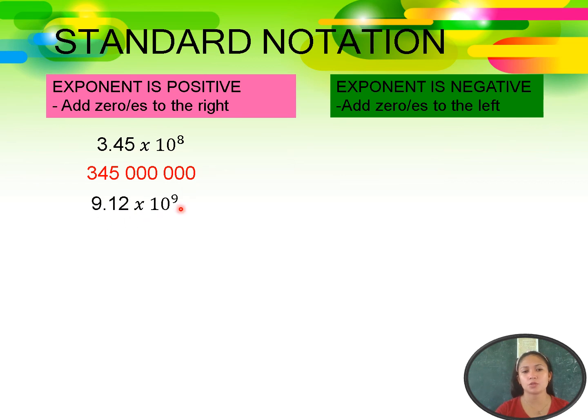9.12 times 10 to the power of 9. So we have here, we'll move 1 and 2. So we need to add 7 zeros. So that is equal to, we have 1 and 2, 3, 4, 5, 6, 7, 8, and 9. So that is 9,120,000,000. Another example.